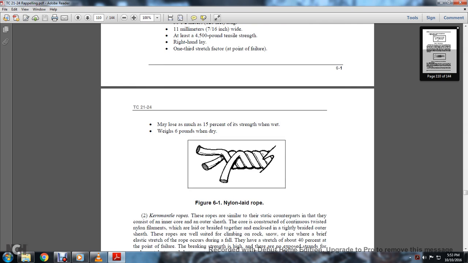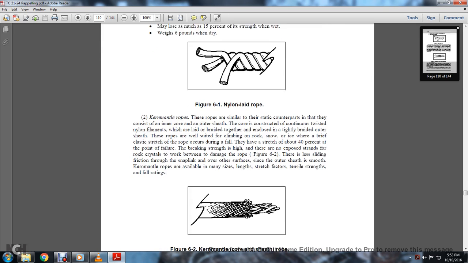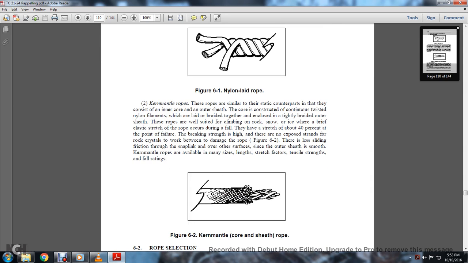6.1 Nylon laid rope, kernmantle ropes. The ropes are similar to their static counterparts, with a consistent diameter in the outer sheath. The core is constructed of continuous twisted nylon filaments, which are laid or braided together and enclosed in a tightly braided outer sheath. These ropes are well suited for climbing on rock, snow, or ice. They absorb the elastic strength of the rope during a fall. They have a stretch of about 40% at the point of failure. The breaking strength is high. There are no exposed strands for rock crystals to work between and damage the rope.